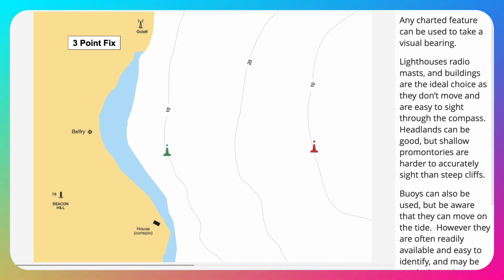Buoys can also be used, but be aware that they can move on the tide. However, they are often readily available and easy to identify, and may be much closer than a distant landmark. And even if a buoy is 20 meters out of position, a bearing taken on it is likely to be more accurate than one taken on a lighthouse that is just within your range of visibility.